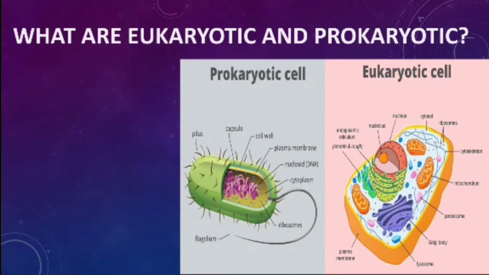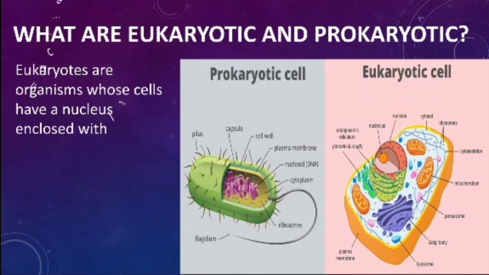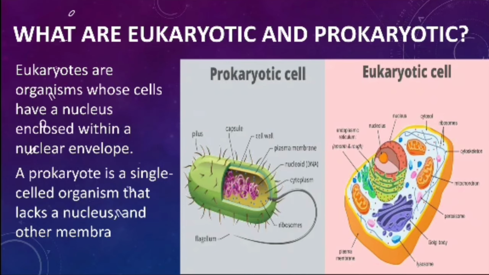What are eukaryotic and prokaryotic cells? Eukaryotes are organisms whose cells have a nucleus enclosed within a nuclear envelope. A prokaryote is a single-celled organism that lacks a nucleus and other membrane-bound organelles.